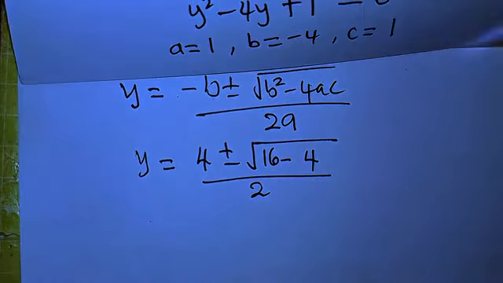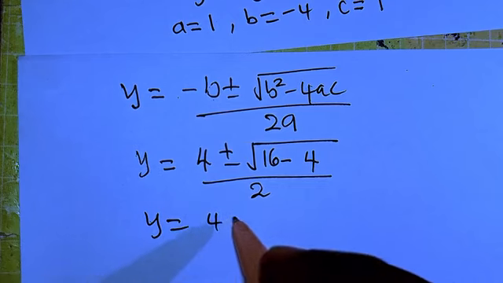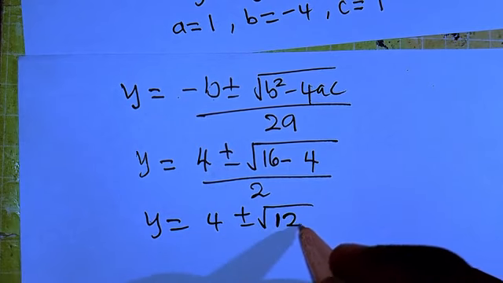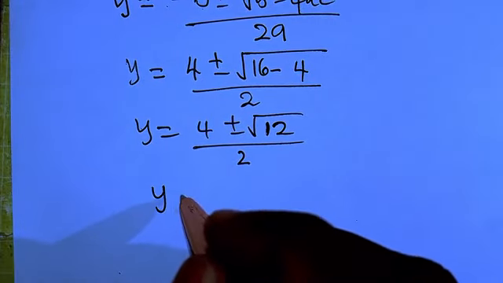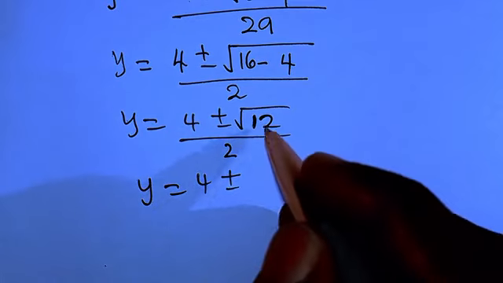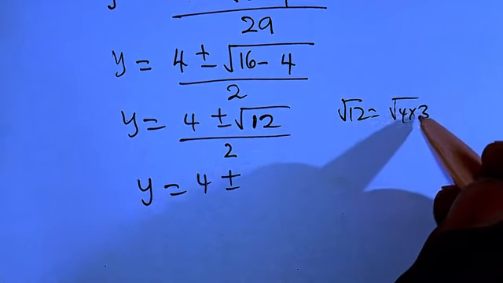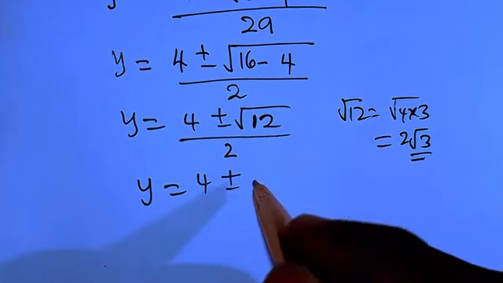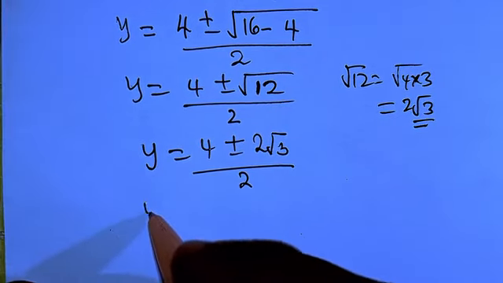So now from there we have y equals 4 plus or minus the square root of 16 minus 4, that will give us 12, then divided by 2, right? So we move on, y equals 4 plus or minus, now this root 12 can be root 4 times 3, right? Which is going to be 2 root 3, right? So this will be 2 root 3 all over 2, right?